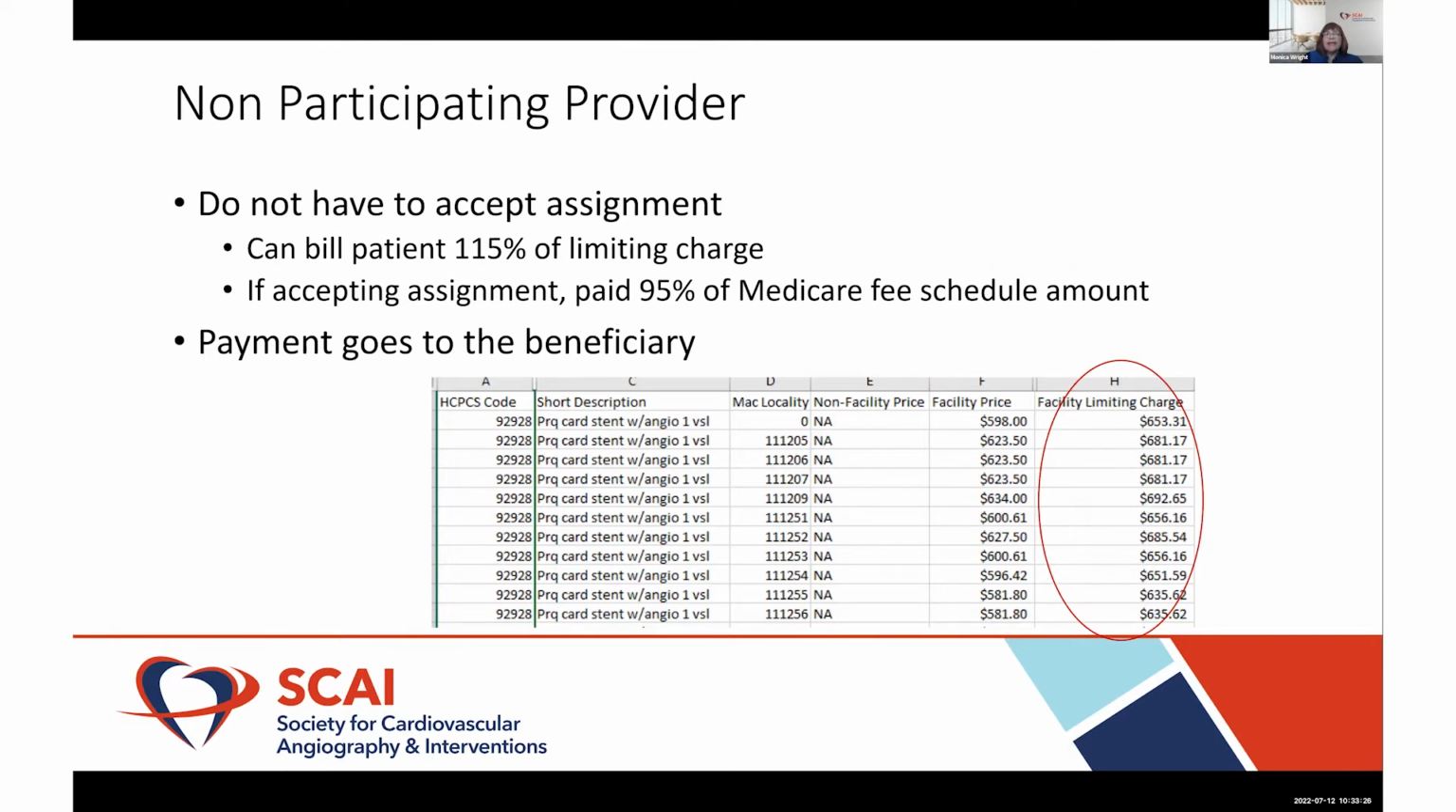Another option is to be a non-participating provider. Being non-par gives you the right to bill the patient up to 115% of the limiting charge. However, you must collect the entire balance from the patient because Medicare will send the payment directly to the patient. In addition, if you decide to accept assignment on a claim to receive direct payment, Medicare will only reimburse 95% of the physician fee schedule rate.